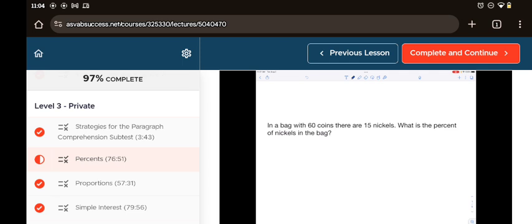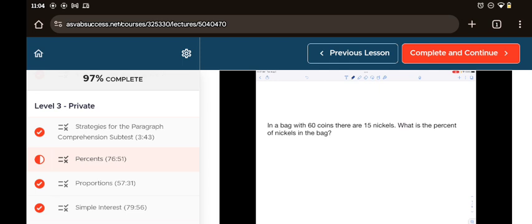First one says, in a bag with 60 coins, there are 15 nickels. What is the percent of nickels in the bag? So here, the part and the whole are not so obvious. And the reason I say that is because when we're doing word problems, and I get this issue a lot when I'm working with students one-on-one, people just want to look at numbers and plug them in real quick and move on. But the truth of the matter is you really need to think. Word problems require thinking. You have to reason your way through it, okay? So, I'm sorry for the bad news, but we're going to have to think through this.